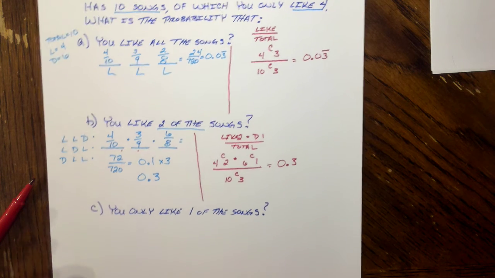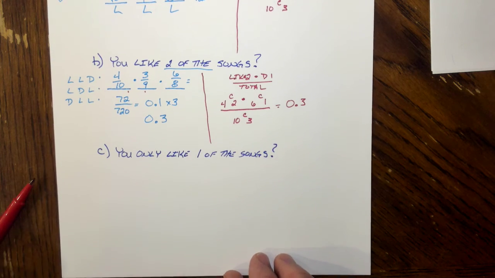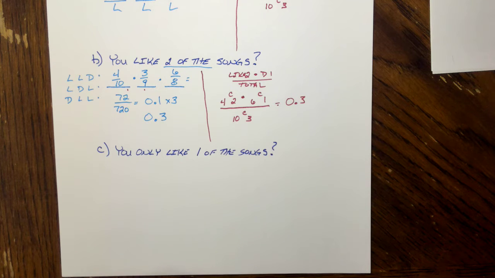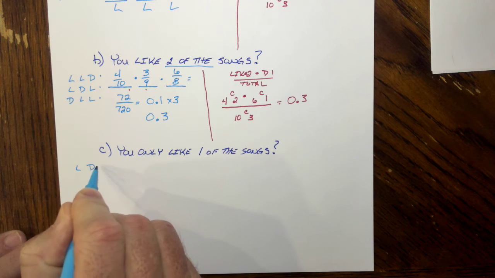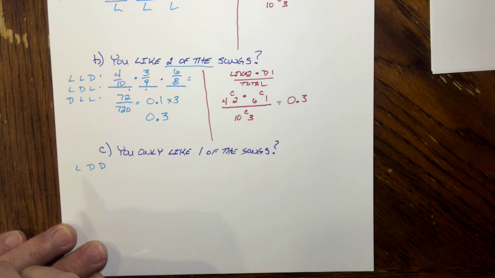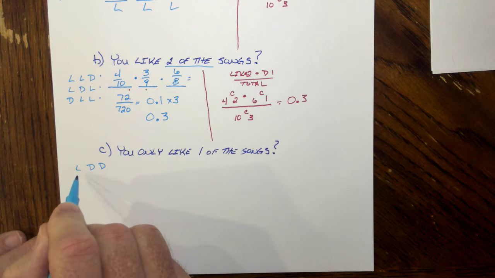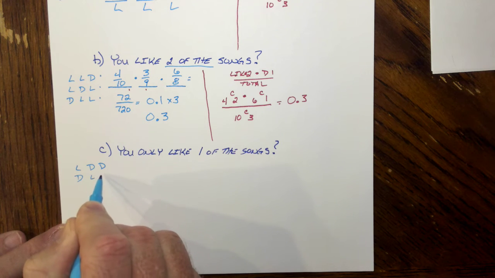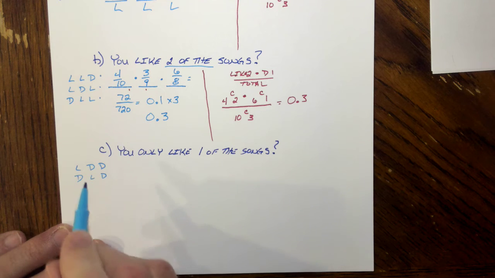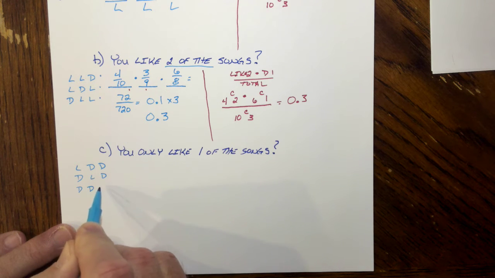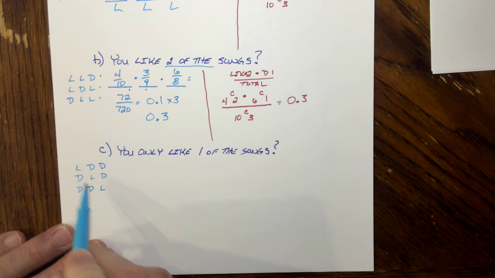All right, final part of this is you like only 1 of the songs. So again, we got to go with our sample space. We only like 1 of the songs. So we could like it, dislike, dislike. We could dislike, we could like, we could dislike, we could dislike, dislike, and then like. We like only 1 of the songs.